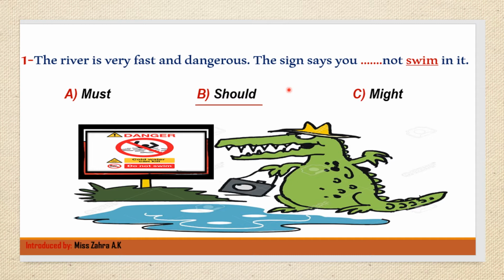فنلاحظ it is to give an advice. هنا هذا المثال لإعطاء نصيحة. جاي أنصح شخص بأن لا يسبح في هذا المكان لكون النهر جدا عميق أو خطر أو very fast جدا سريع.